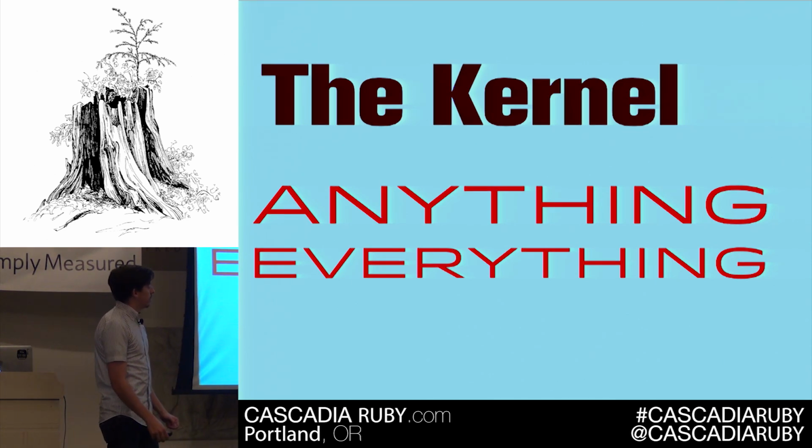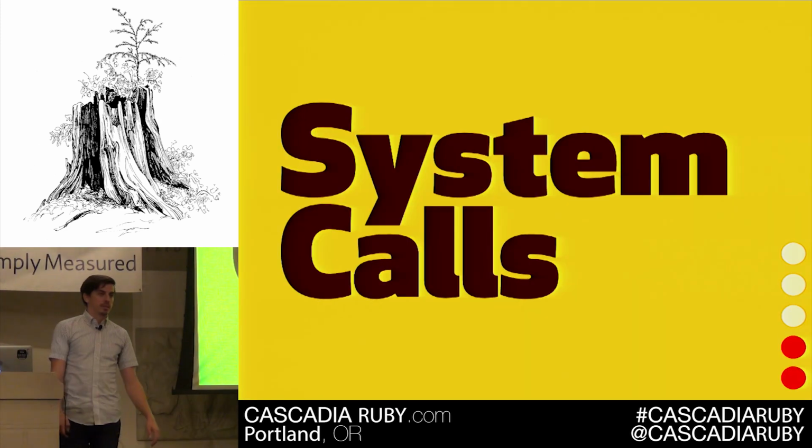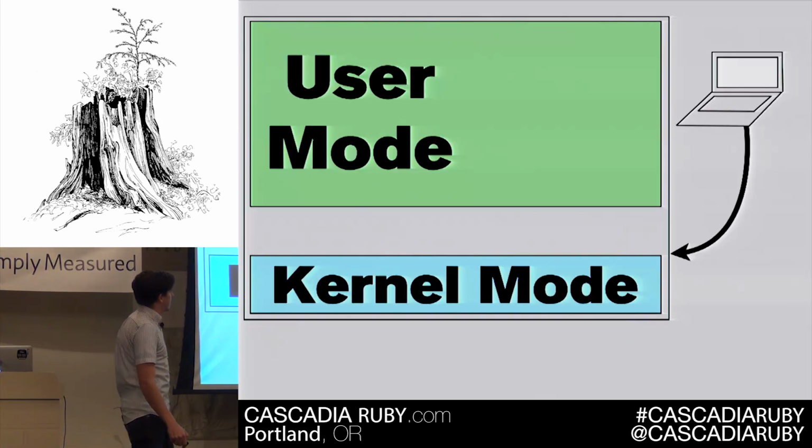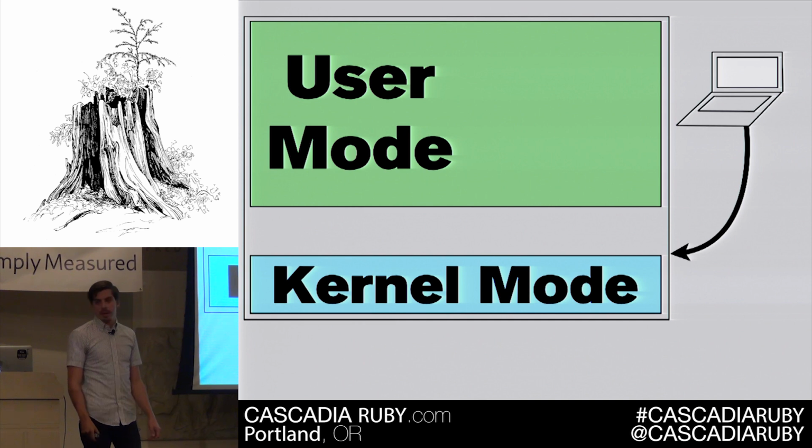So we need to talk between these two layers. We need some way to get from our code running in user mode down to the kernel so that we can talk back and forth. The way we do this is called system calls. Let's get into this a little bit deeper. So here's our computer again. We kind of took the hardware out at the bottom there.